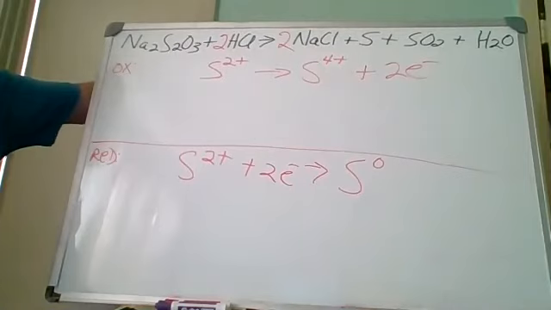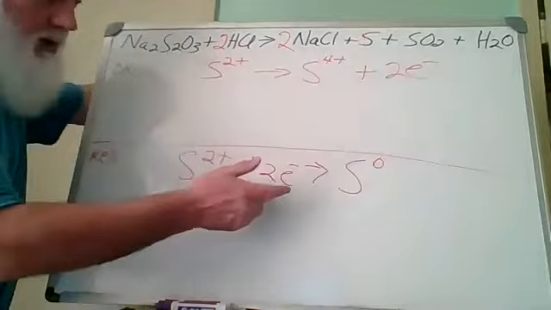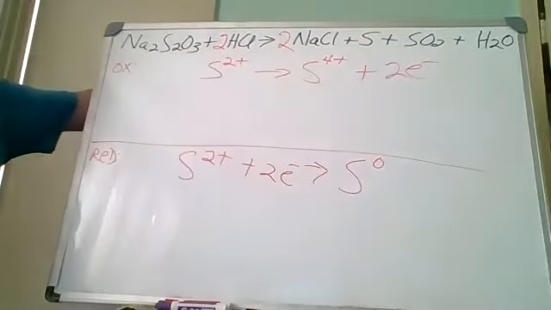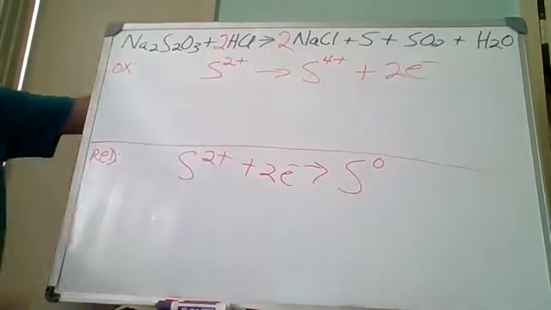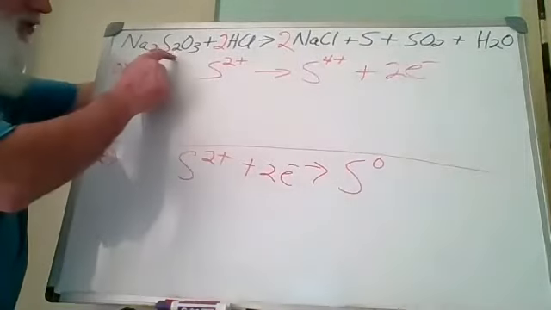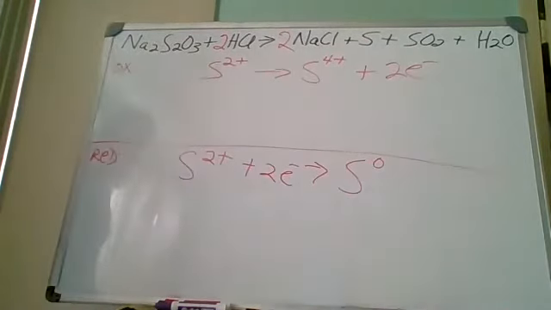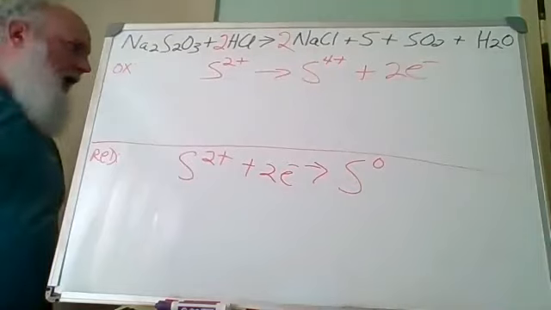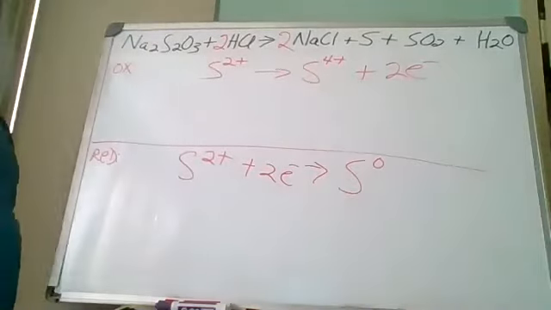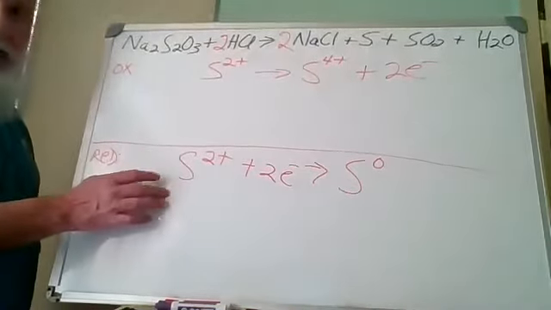Okay, neutral medium. All right, how many electrons are being transferred? 2. Right, 2. And they're being passed between sulfur atoms. Okay, again, this is called a disproportionation reaction. Right, disproportionation.